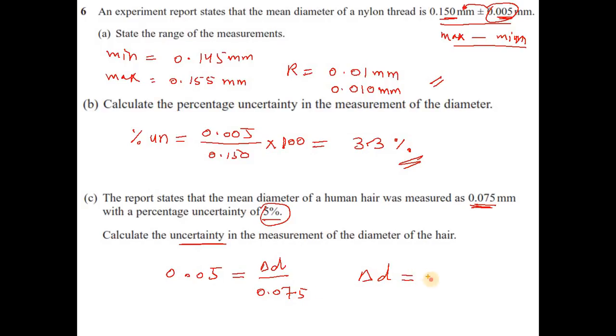And if you find the delta D, which is the uncertainty in the diameter, it will be 0.05 times 0.075, and it will give you 0.00375 millimeter. And of course you can round it off to 3 decimal places, to 0.004 millimeter. This is the uncertainty in the diameter of a human hair.